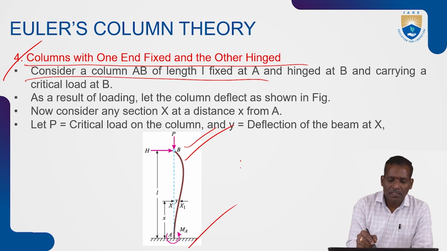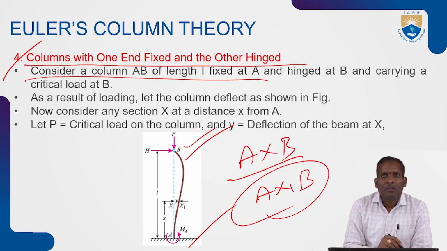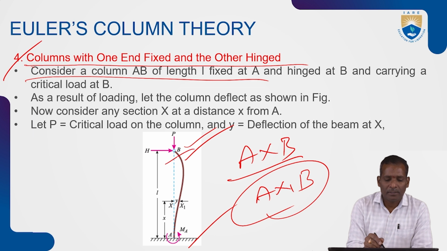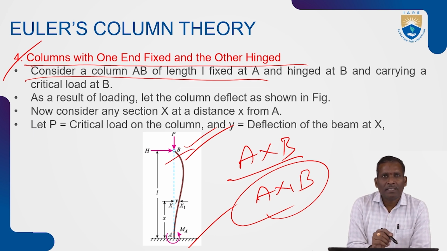Initially the column is AXB, after bending AX1B. Clear? So the length L is fixed at A and hinged at B, and also carrying the load P at B. This is hinged. As a result of loading, the column deflects like this.